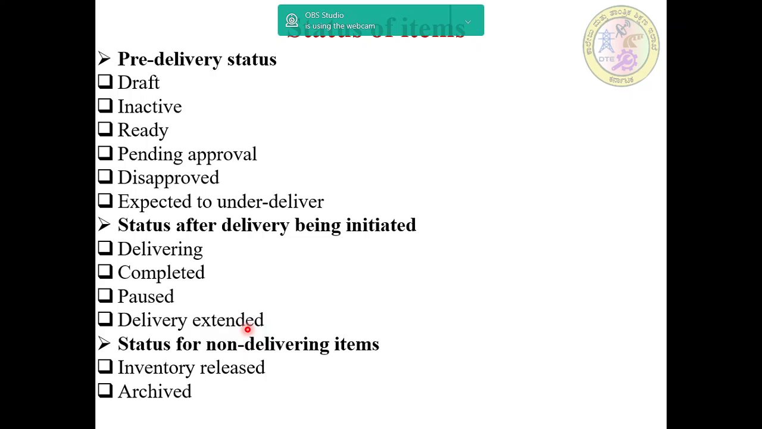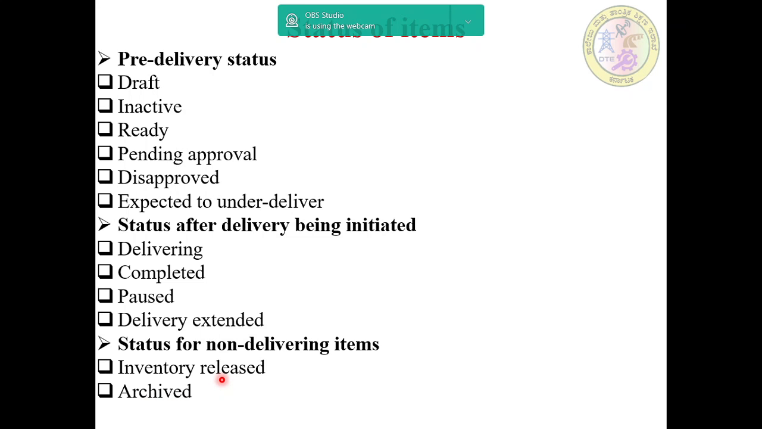And then delivery extended. Here the item is past its end date and it's delivering as fast as possible to meet its goals within the specified extension window. The forecasting system considers items with this status to be complete, so one cannot begin a forecast on them. And then the last one is status for non-delivery items. Here inventory released as well as archived.